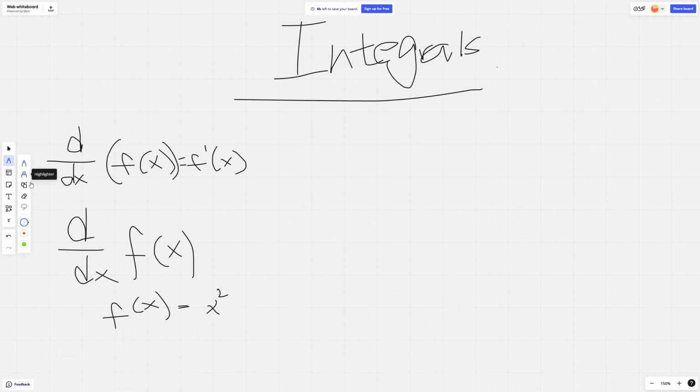And let's say we wanted to take the derivative of x squared, right? Well, applying our power rule of derivatives, we'd see that this is equal to 2 times x to the power of 2 minus 1, which simplifies down to simply 2x. Okay, that's great. So we know that the derivative of f of x, or x squared, is equal to 2x. Now, what does that have to do with integrals?